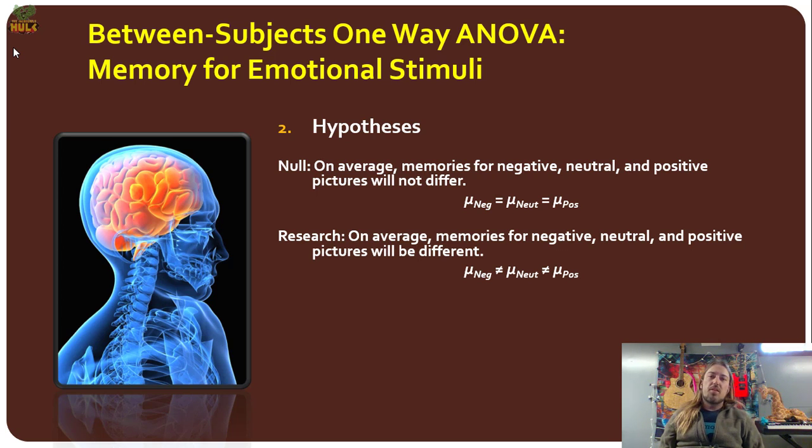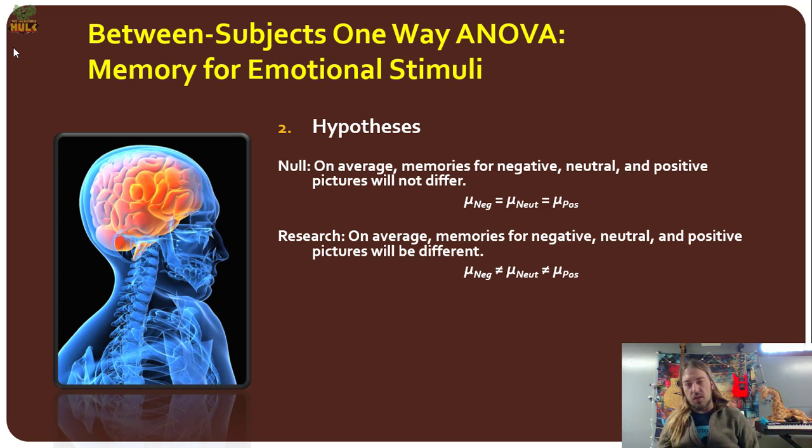The research hypothesis then says that there is a difference somewhere in there, that the recall of negative images will differ from the recall of neutral or differ from the recall of positive, and maybe from all of them, right? There may be a difference between each of these groups, or there may just be a difference between one and the other two. We don't know yet, but our research hypothesis says that these differences do exist.